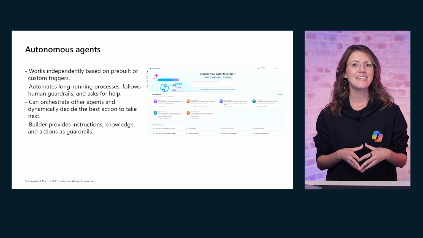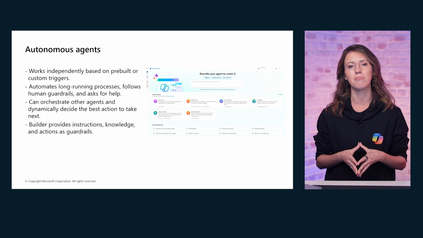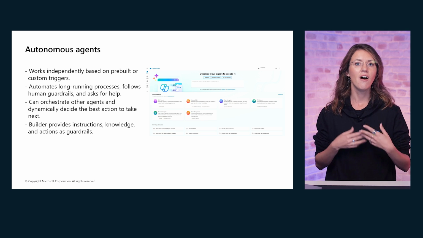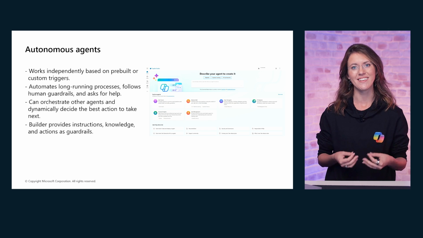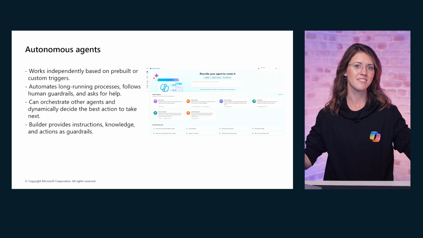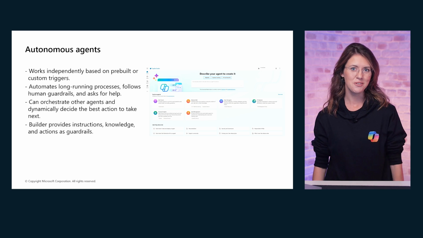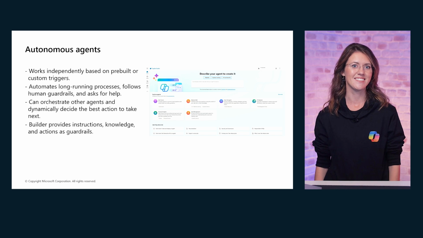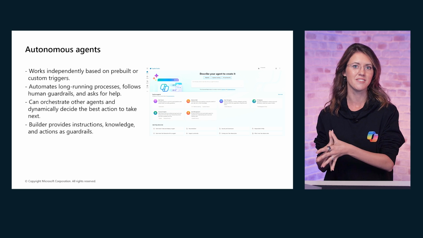Autonomous agents operate independently using pre-built or custom triggers available in Copilot Studio. They are designed to automate long-running processes, follow human-defined guardrails, and request assistance when needed. Advanced agents can even orchestrate other agents to manage more complex workflows. As a builder, you define the instruction, knowledge, and actions that guide the agent behavior, ensuring it stays aligned with your goals and business logic.